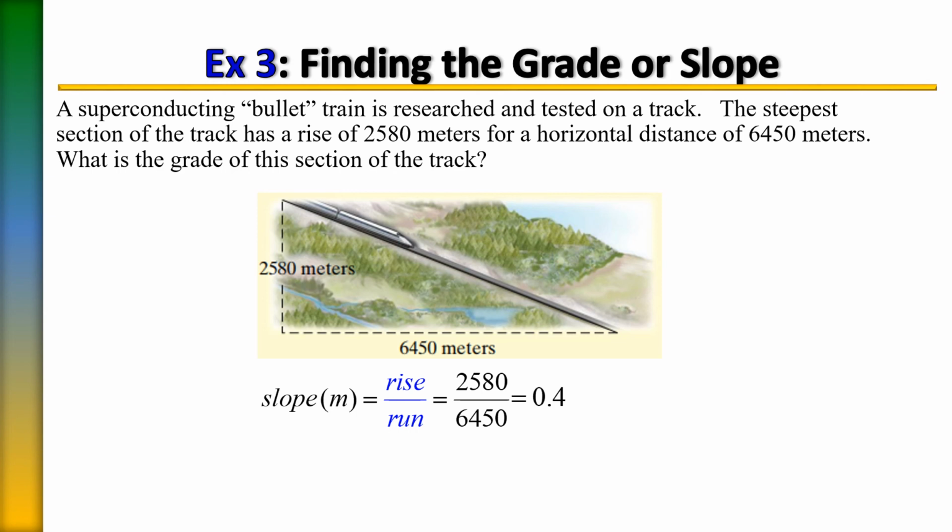And now we want to turn that into a percent. And recall, all we have to do is move the decimal place 2 places to the right and attach our percent symbol. So let's go ahead and do that. From that decimal point, moving 2 places over, 1, 2. Fill all empty slots with zeros, and that's going to give us a grade of 40%. Wow, and that is a very steep section of the track.